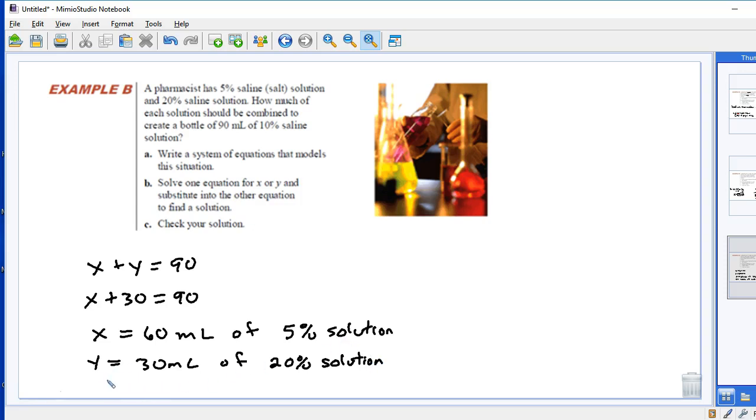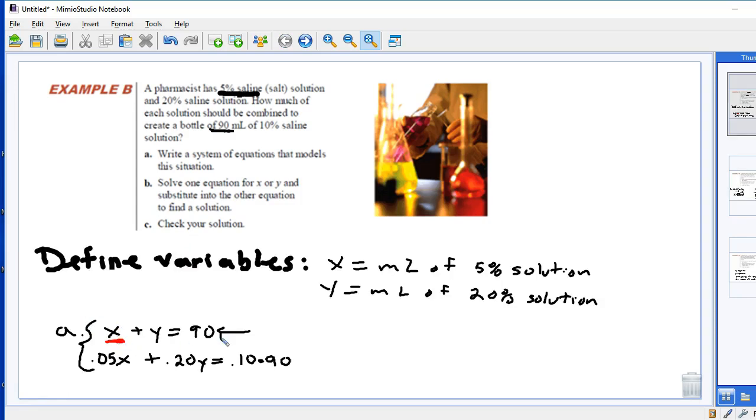Alright, so we did that part. We have an answer. This is our solution to the system of equations, 60 milliliters and 30 milliliters. So all you have to do now is check your solution. Well, how can I check this solution? I know it works for my first equation, 30 plus 60 is 90. I just have to go back in and plug it in here. So that is your job. Does this work, or did we make a mistake?